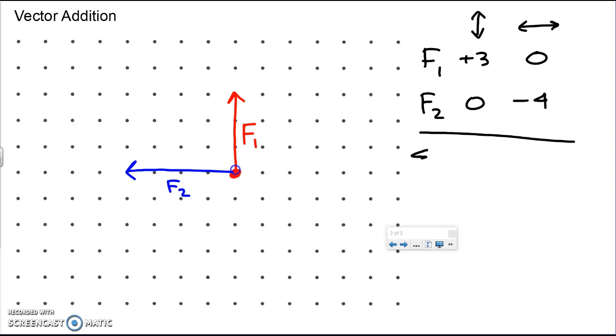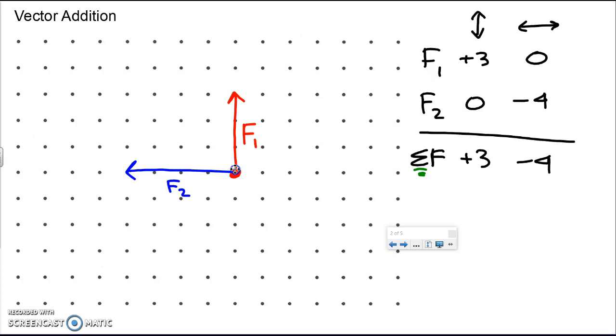And so we call the total force, this is the Greek letter sigma, I think. Or is it epsilon? It's the one that means total. It's the force. Okay, the total force is going to be up and down is going to be plus 3, and left and right is going to be negative 4.